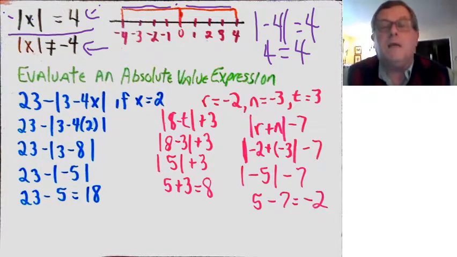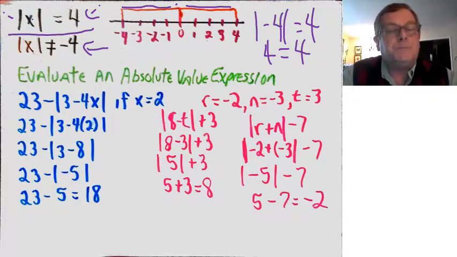So when any number, or any expression within the absolute value symbols, comes out, it's going to be a positive number, regardless of whether it's negative inside the absolute value symbols. So let's look at three example problems of evaluating an absolute value expression. Let's look at the first one: 23 minus the absolute value of 3 minus 4x, if x is equal to 2.